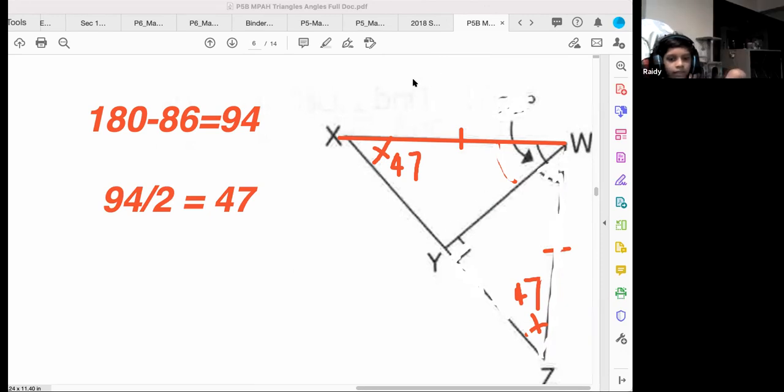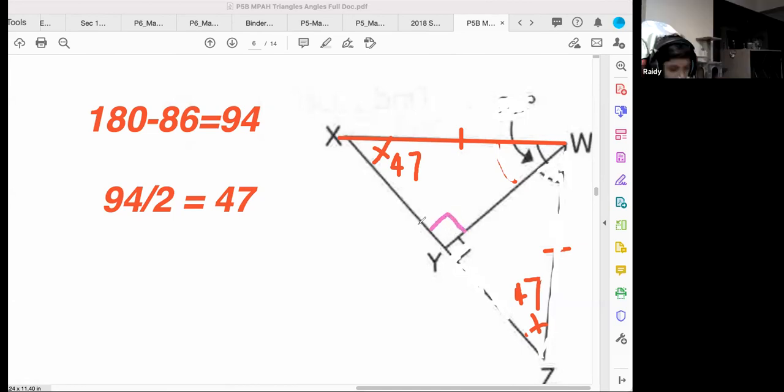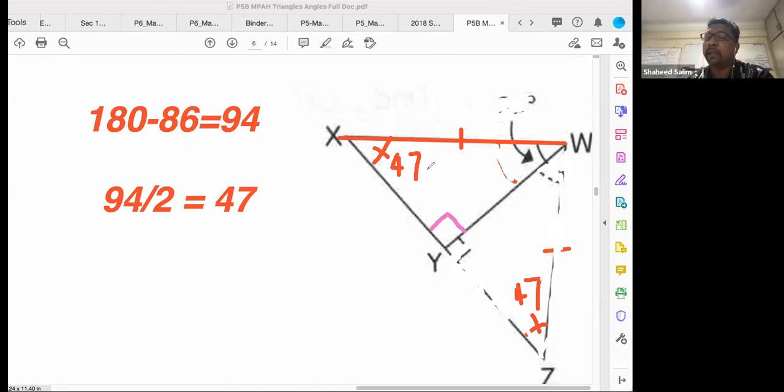47 plus 90. And then once you get that, 180 minus the answer. Well done. So you must remember this one is 90 also, because it's a straight line. Down here 90, this one must be 90. So 180 minus 90 minus 47, and your answer is 43, as Carissa says. You get it? You understand?